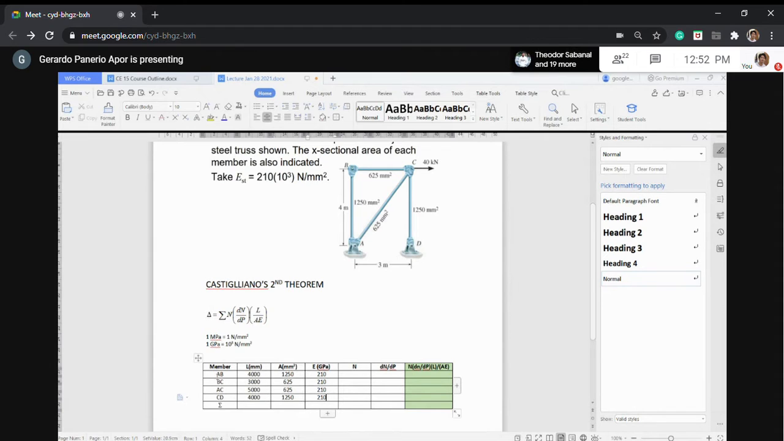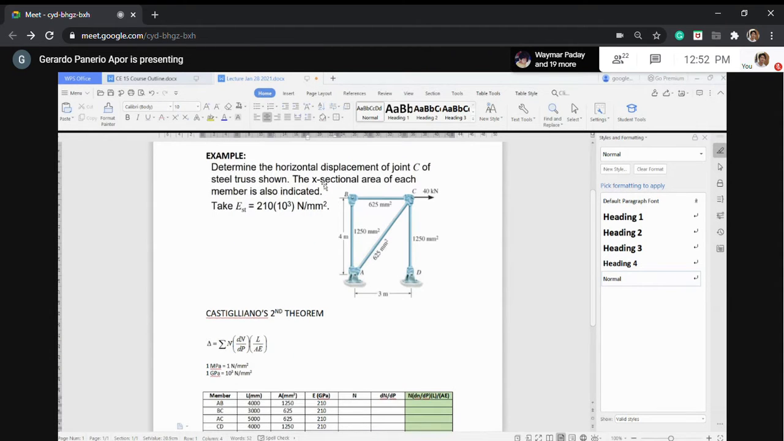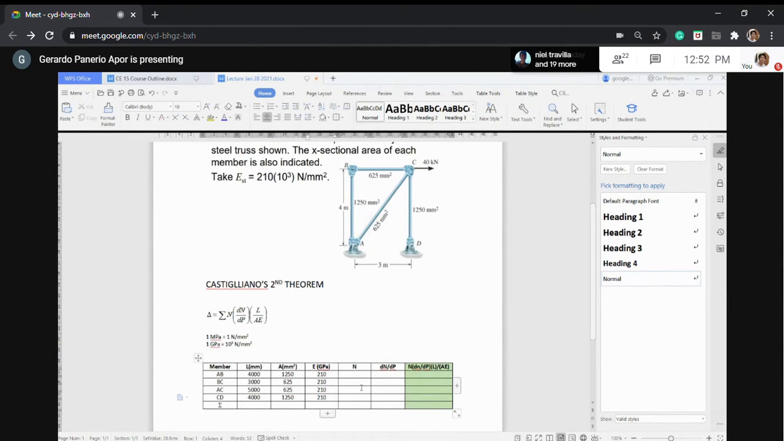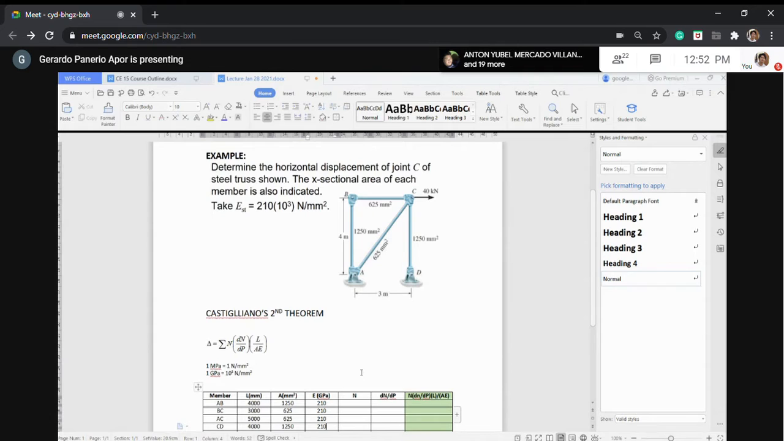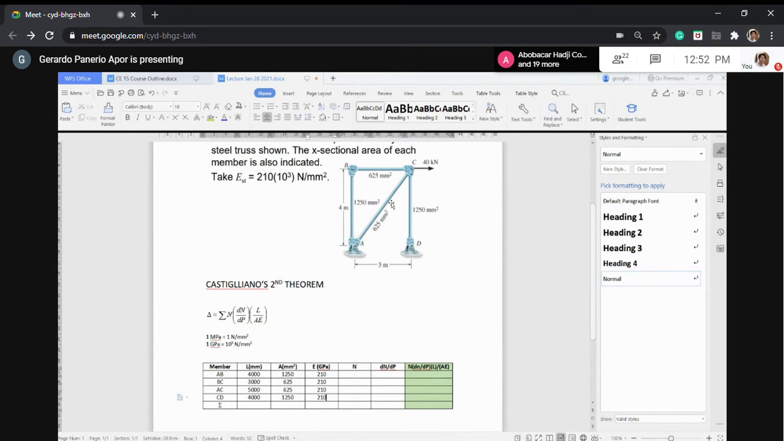Okay, the four columns can be determined directly, no? If the given are there, no? But here we can use our theory of structure, like the method of joints. So first, we are going to determine the reactions, no? We will analyze this.